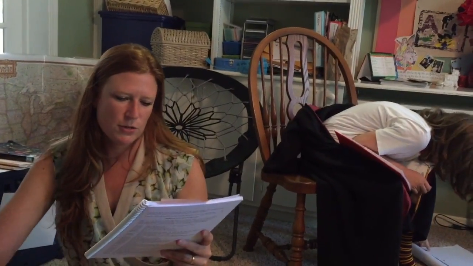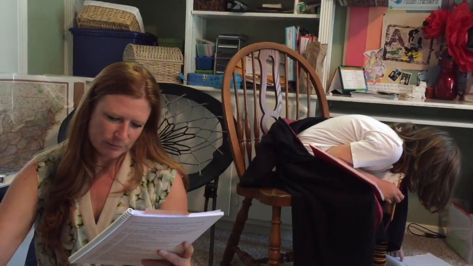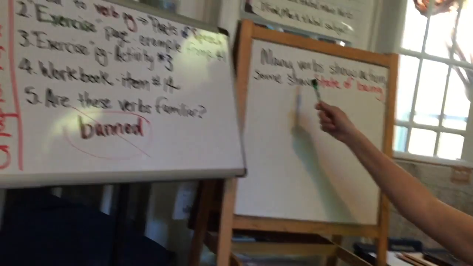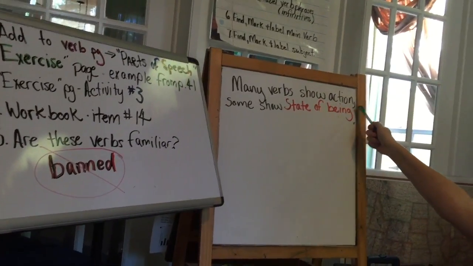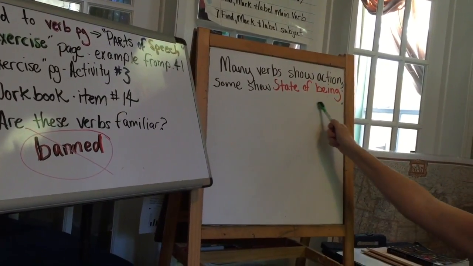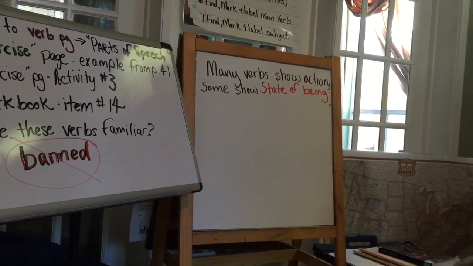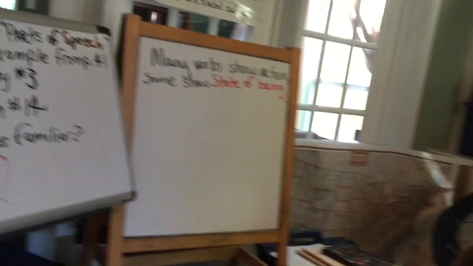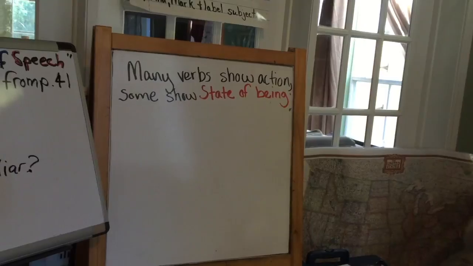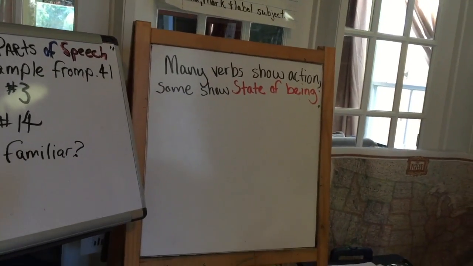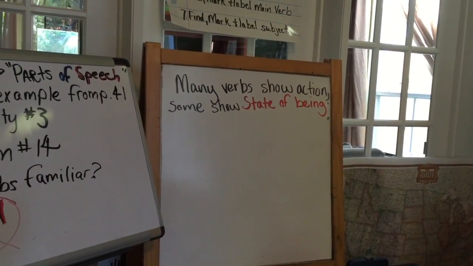I would like you to add underneath your verbs this phrase, this sentence. Many verbs show action. Some show state of being. Okay. So write that down. And then we will give some examples of some that show state of being.